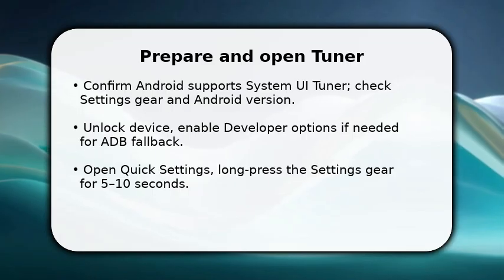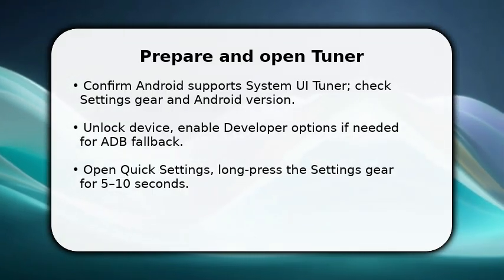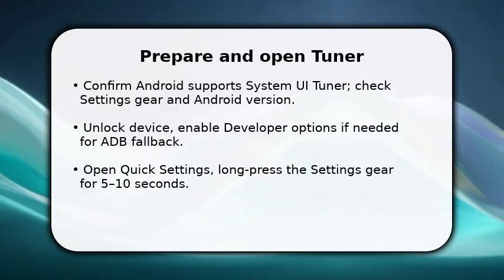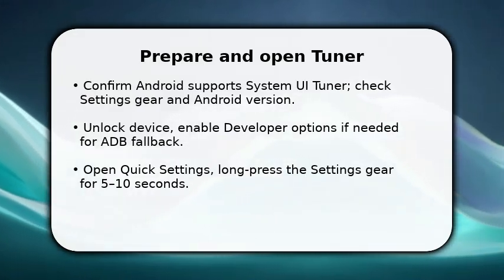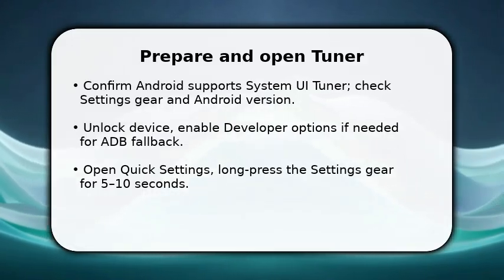Once done, pull down Quick Settings and press and hold the settings gear for about 5 to 10 seconds until it animates. This unlocks the tuner. If nothing happens, keep developer options ready. You'll use ADB as a fallback in the next step.